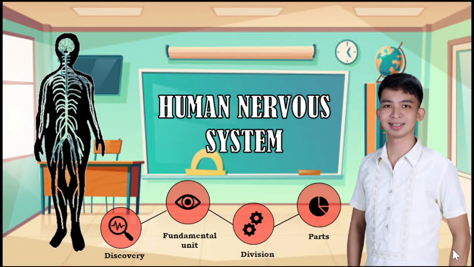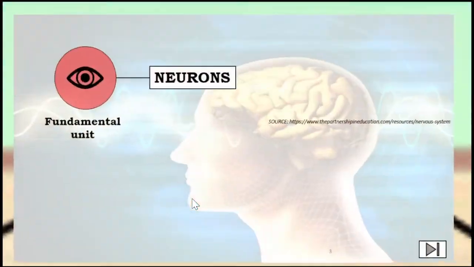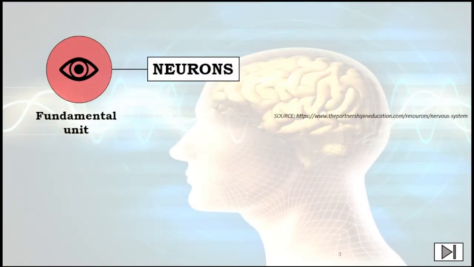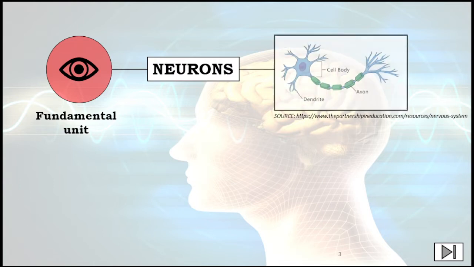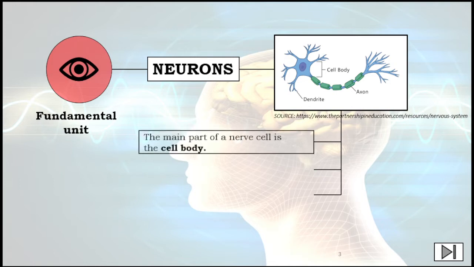Now that we are done with the discovery, let us proceed with the discussion of the fundamental unit. Neurons are considered to be the fundamental unit of the nervous system. As you can see in the illustration, it describes the three main parts of the neurons. These are the following. The main part of the nerve cell is the cell body.